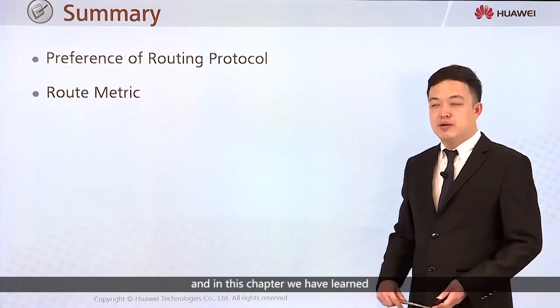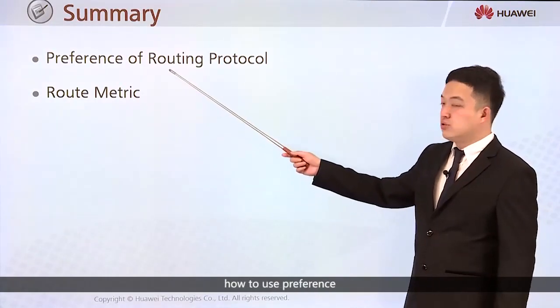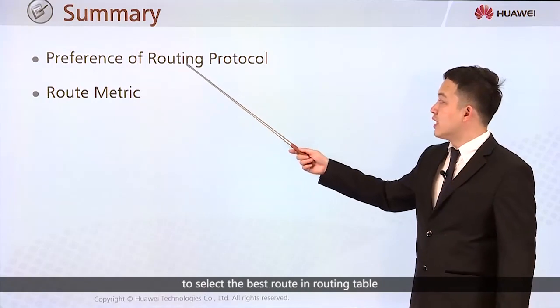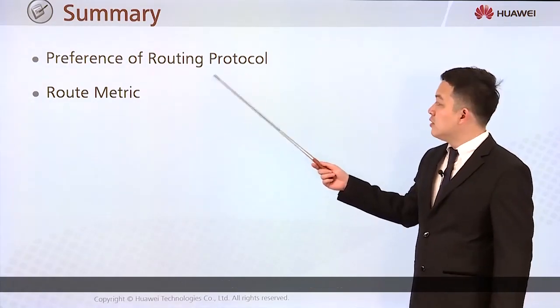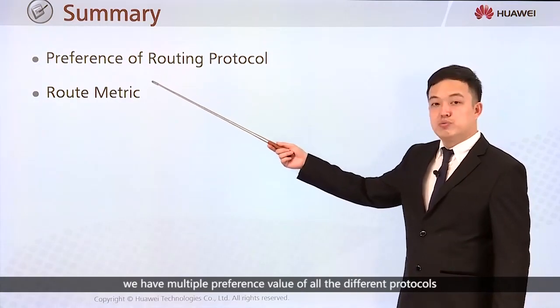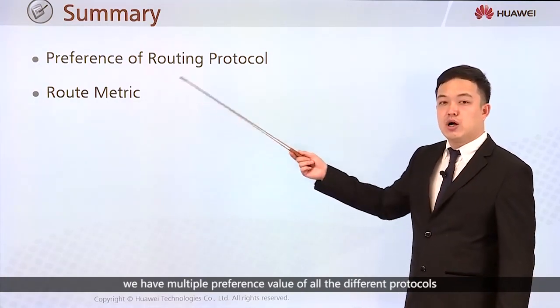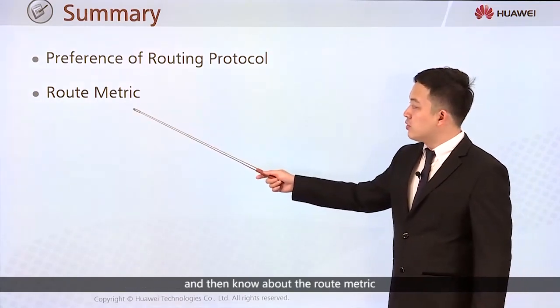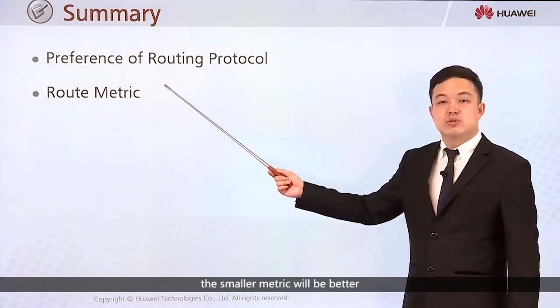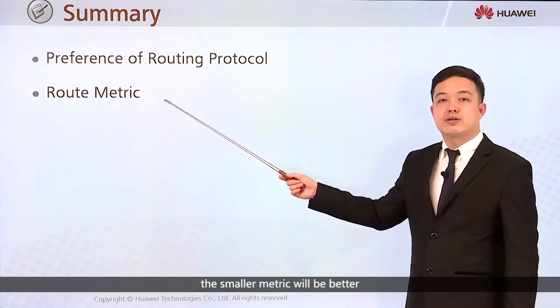In this chapter, we have learned how to use preference to select the best route in the routing table. And we have seen the preference values of all the different protocols. And then about route metric, the smaller metric is better.